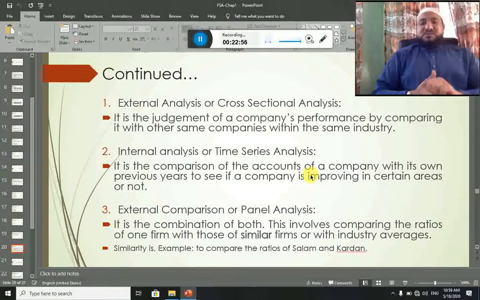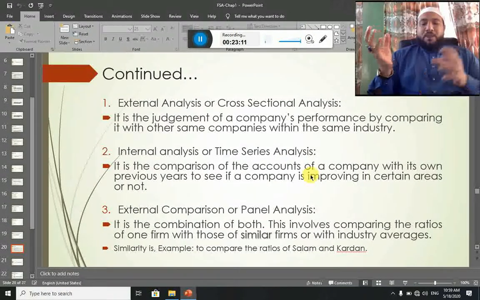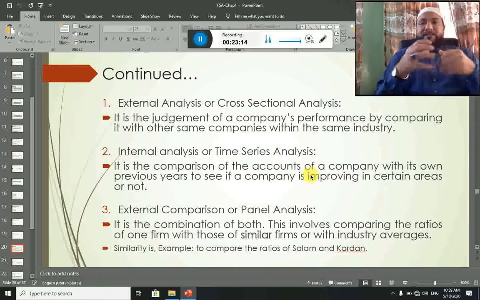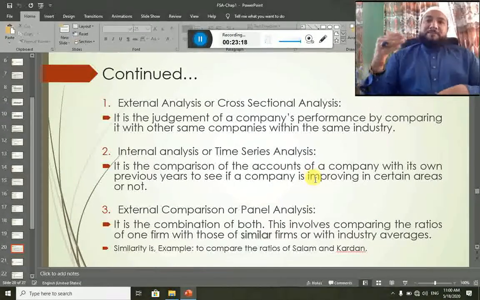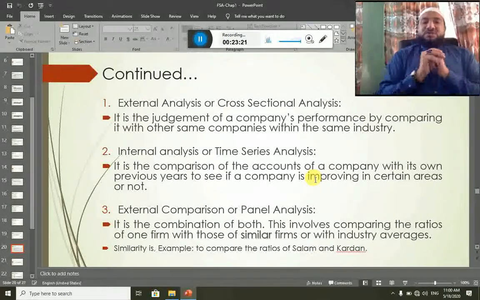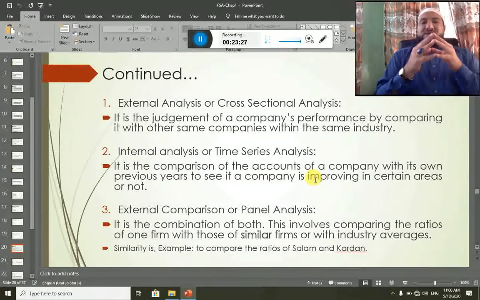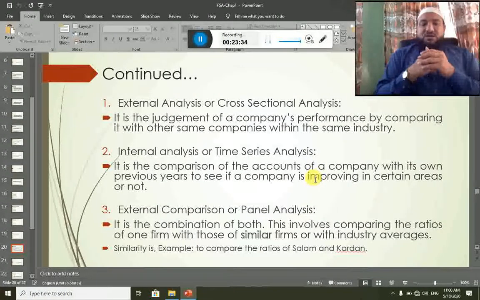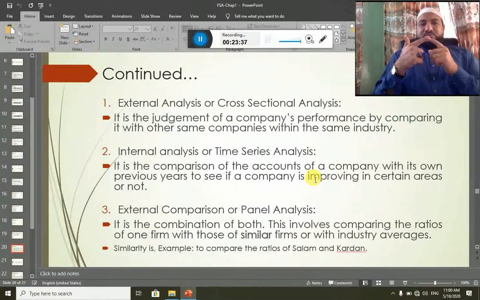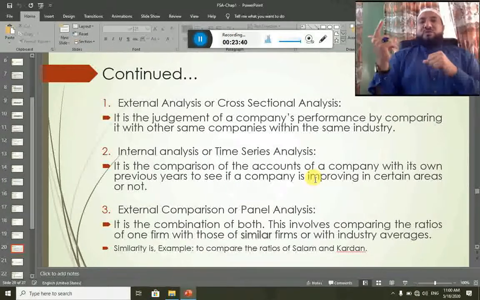External analysis or cross-sectional analysis is a judgment of a company's performance by comparing it with other same company within the same industry, right? We can use any of those 6 techniques and then compare our company's results with same other company in the same industry. What does it mean? For example, I say Salam University, right? I do financial statements analysis, financial analysis of Salam University. I have results with me. Then I compare these results with another university, right?